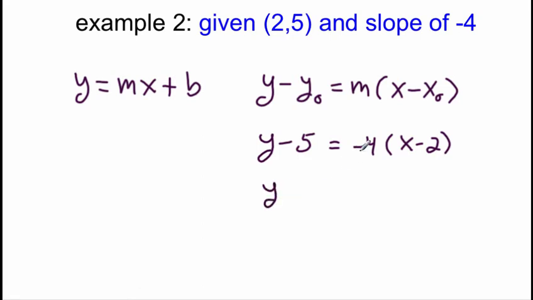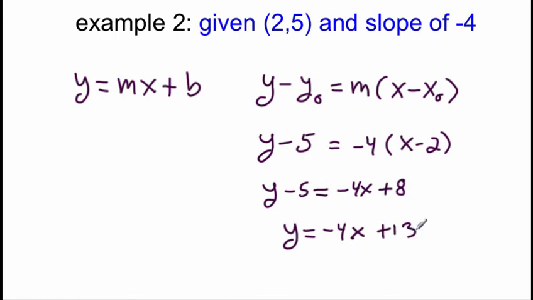So I can take the -4 and distribute that on. So that's -4x. And we'll distribute the -4 onto the -2. That's a +8. And I have the -5 still sitting there. Now I'll add 5 to both sides. And I now have y equals -4x plus 13, since 8 plus 5 gives me 13. And there's my intercept now. So there's that y equals mx plus b form that many of us are used to, but found using the point-slope form.